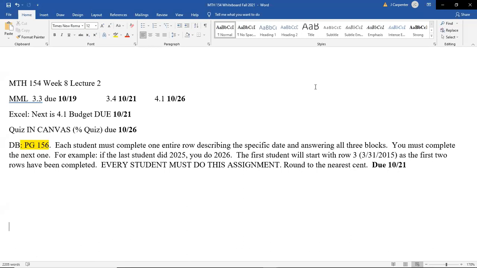We had mentioned that the next Excel assignment was going to be 4.1 budget. We also mentioned you might see a 4.2 there. There's usually two different numbers, but the fact that they're so close might throw one or two students off, but it's the only one from chapter 4 that says budget. That's going to be due on the 21st since that was assigned last time.